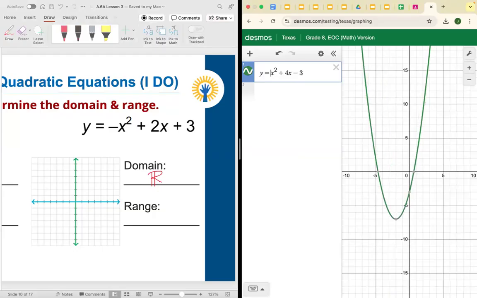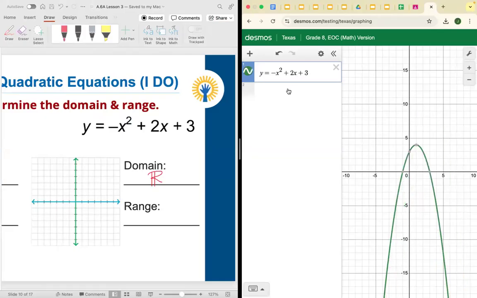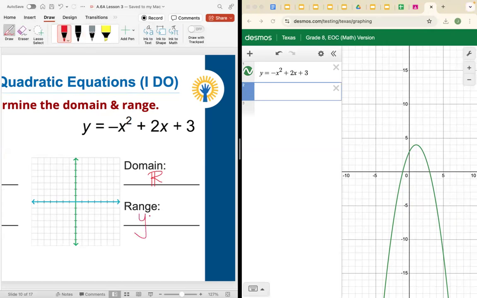The second equation is -x squared plus 2x plus 3. Oops, plus 3. So as we can see, this is going downwards, meaning that I'm going to have a less than symbol because everything is less than. So less than or equal to, because it's included. So if I draw my sketch of my graph, and again, it does not have to be perfect, I'm going to go ahead and draw my arrows too.